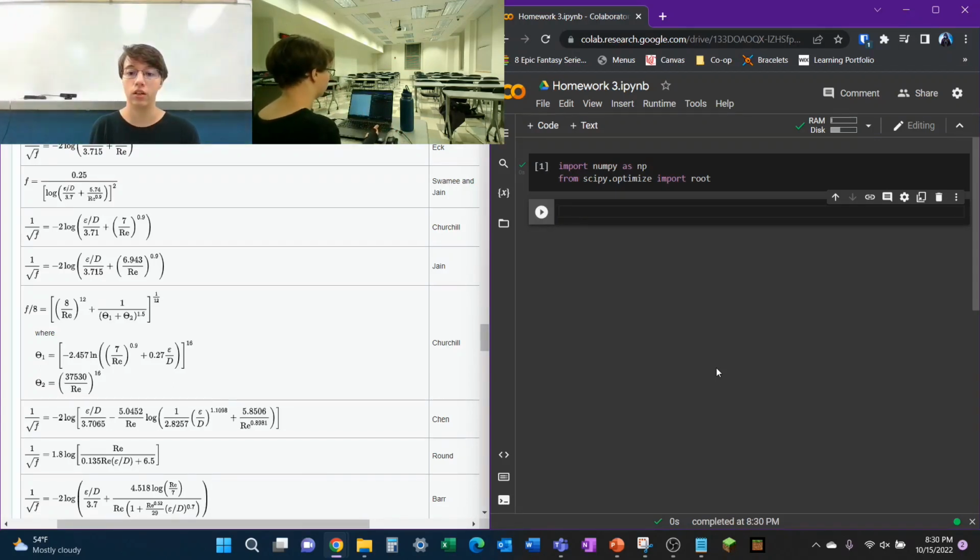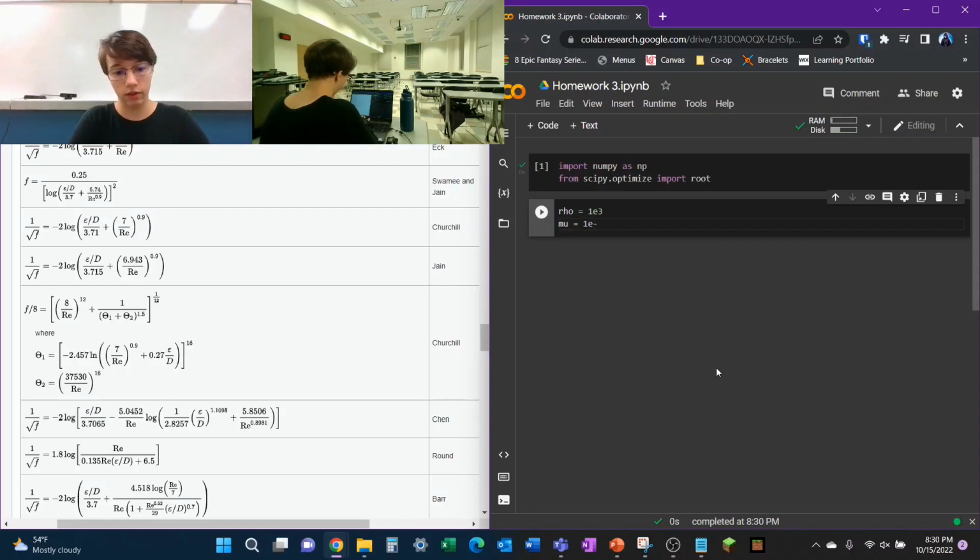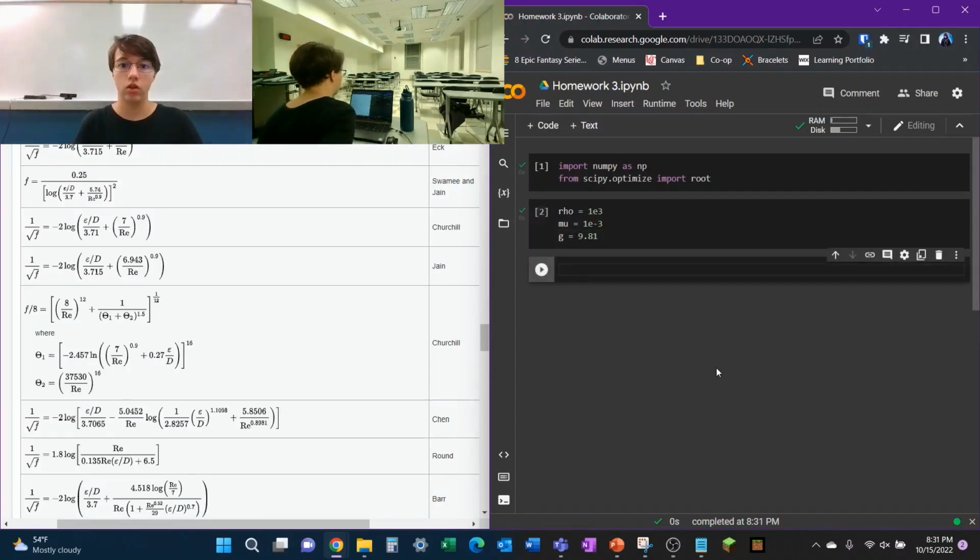Alright, and then we can put in some of our constants. We know the fluid that we're going to have flowing through the pipe is going to be water. So our density is 1e3. Our viscosity, so that's mu, is 1e-3. And then we also have our acceleration due to gravity, which is equal to 9.81. So we have those all in there.